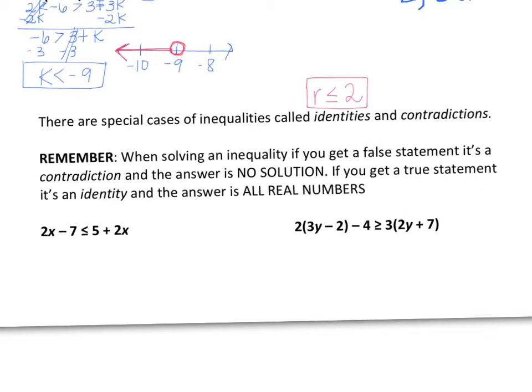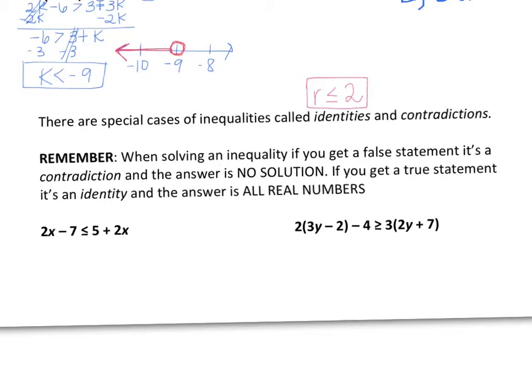Okay, here's the important part. It says, remember, when solving an inequality, if you get a false statement, it's a contradiction, and the answer is no solution. So that's the part that I would highlight. If you get a true statement, it's an identity, and the answer is all real numbers.